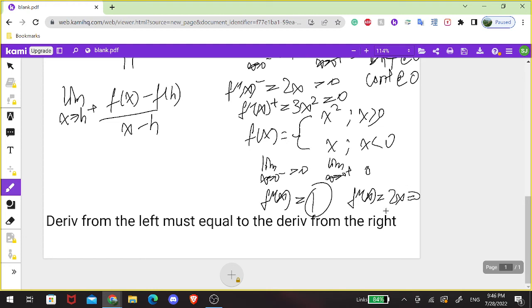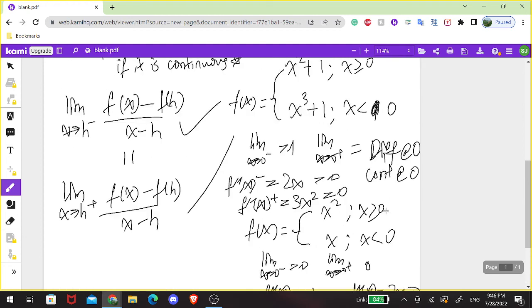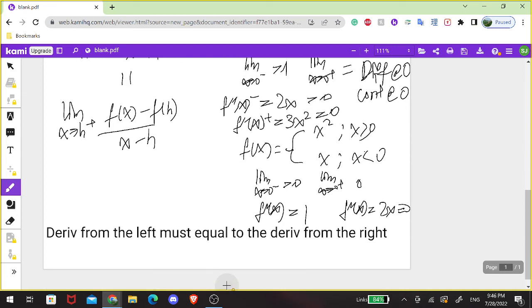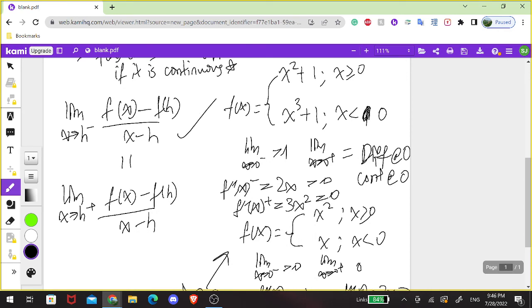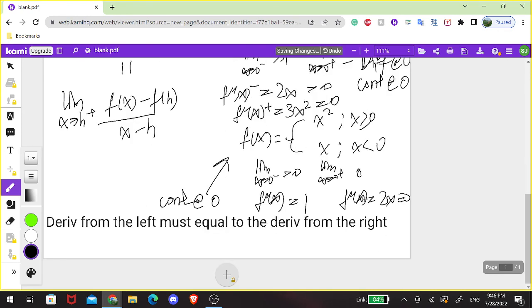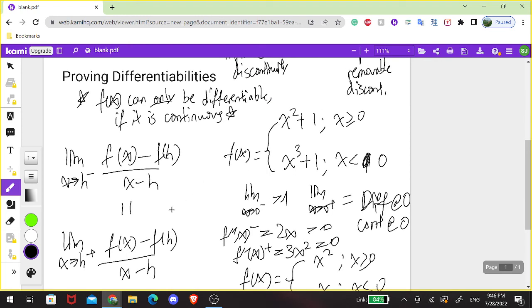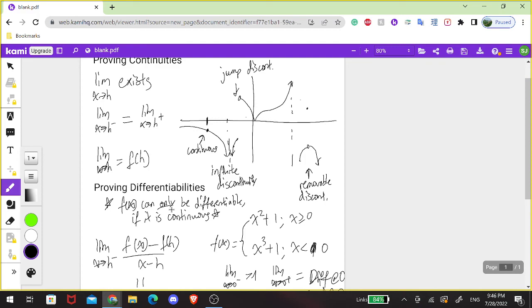Now 1 does not equal 0, which means it does not satisfy this criteria. It is continuous as proven because the limits are the same, the limit exists, and the limit is equal to the actual point. So this function is continuous at 0. But because the left and right derivatives at 0 are not equal to each other, as shown here, one is equal to 1 and the other is equal to 0, this function is continuous at x equals 0, but not differentiable at x equals 0. And so yeah, that's it. That's how to prove continuity and differentiability. Thank you for watching.